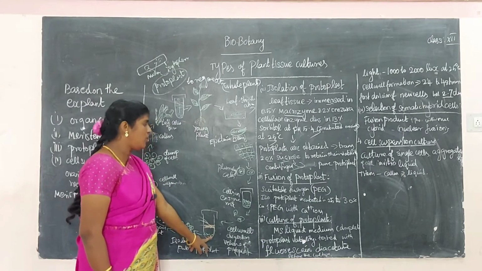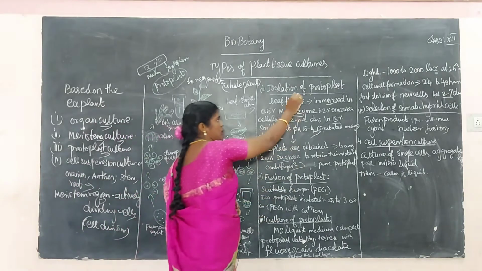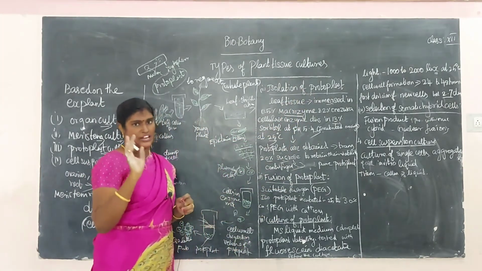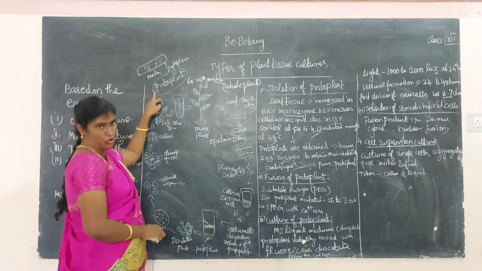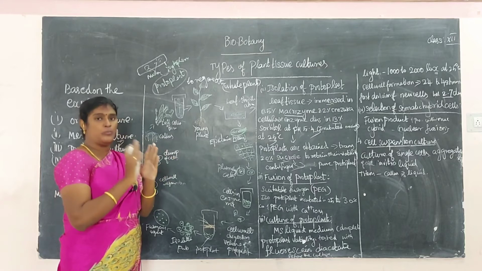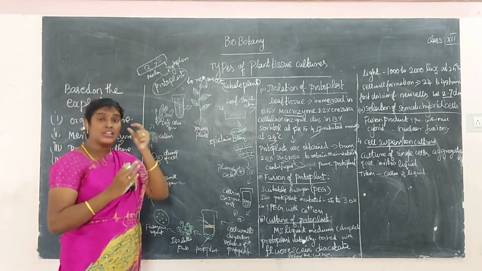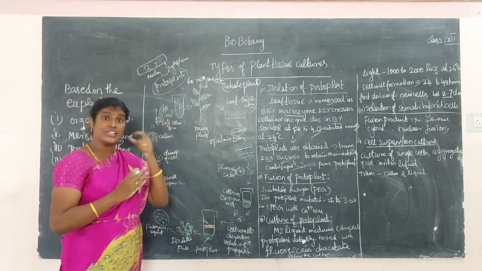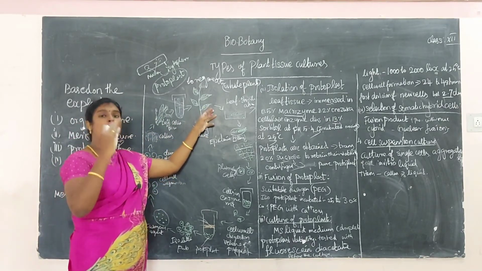Okay, so the first technique is finished. What is the first technique? Isolation of protoplasm. You already know protoplasm: cell wall, cytoplasm and nucleus, and the protoplasm. The first technique uses protoplasm to regenerate, to make a whole plant from a single tissue. What is a single tissue? The protoplasm is a single tissue, used to make the whole plant.